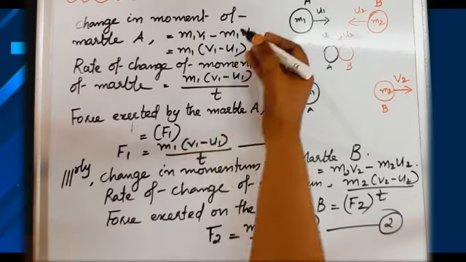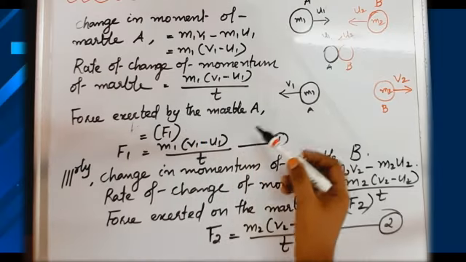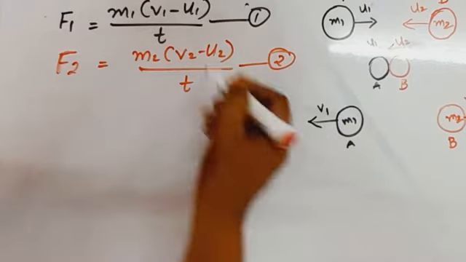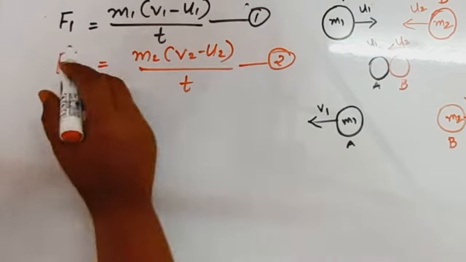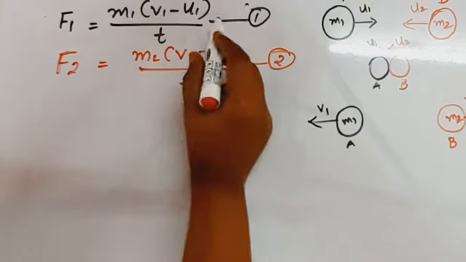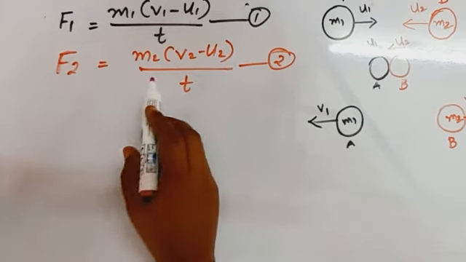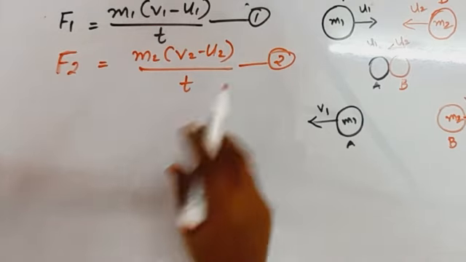First, we found the force exerted by marble A, and second, the force exerted on the marble B, which we take as F2. These two equations we got: F1 is M1 V1 minus U1 divided by T, equation number 1, and F2 is M2 V2 minus U2 divided by T.